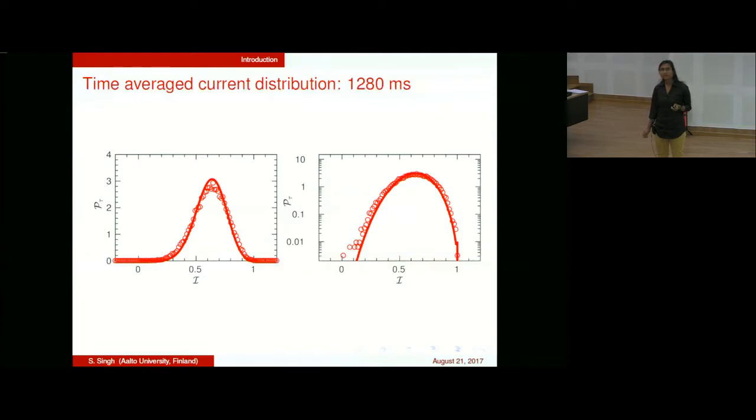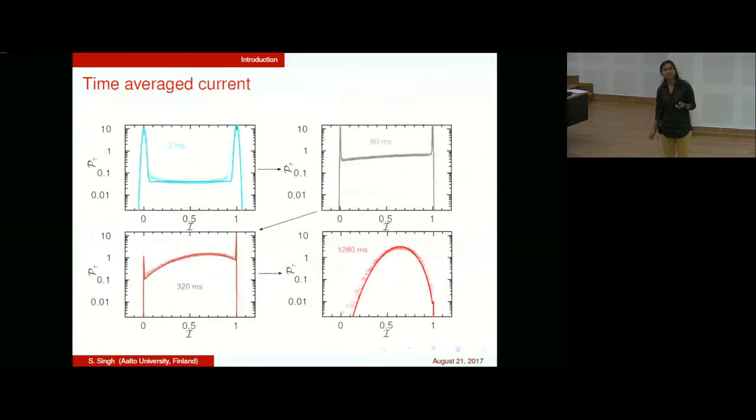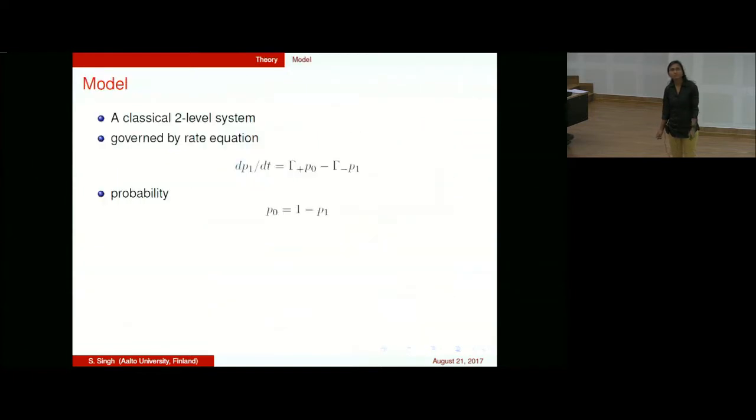So once we have observed this, we wanted to have a theory to explain what's going on. This slide is just to show how the development occurred from 2 milliseconds to 80, to 320, to 1280. So now we go to the theory part.